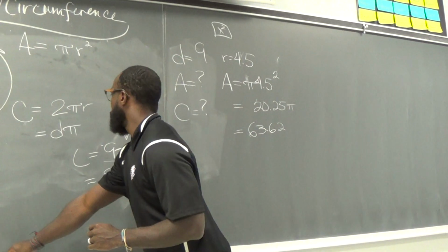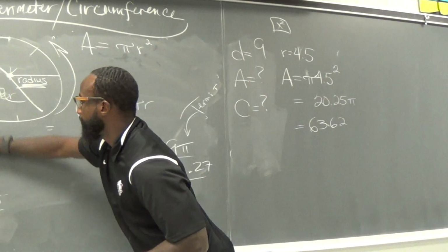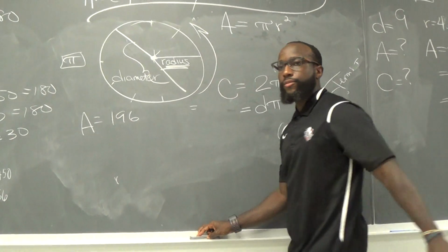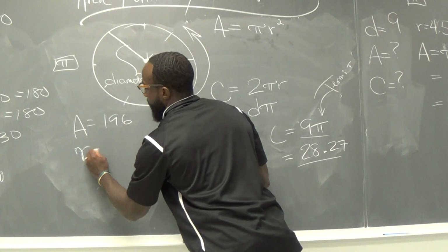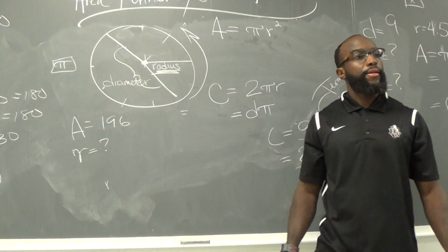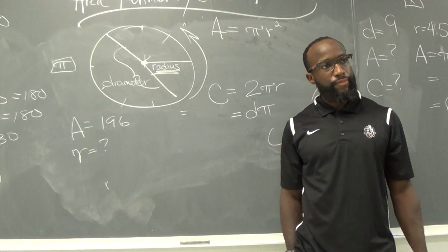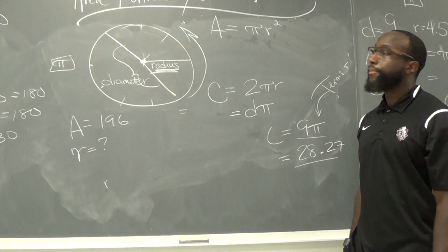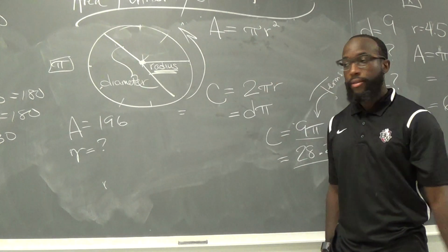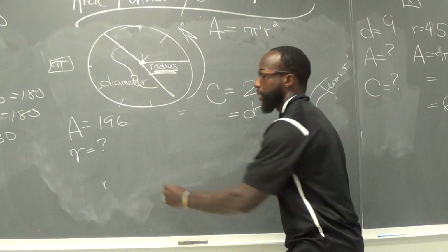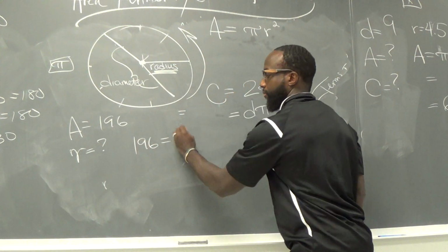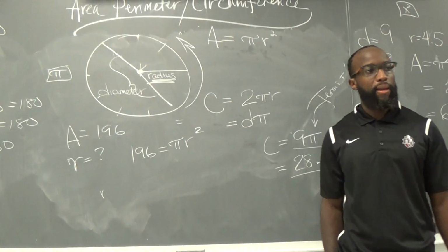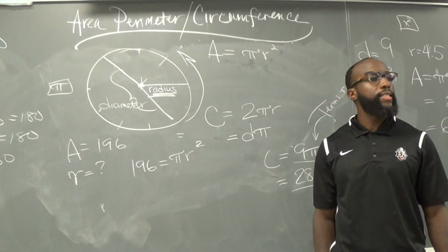Okay. So look. So what if I said the area is 196, right? And they said find the radius. How would I set this up? Yes, sir, Jordan. Tell me how I set this up. You put that formula up there, and I plug it in, right? Yeah. So tell me what to write. 196 equals pi r squared. Yeah, 196 equals pi r squared. Okay? Alright. What's the next step?